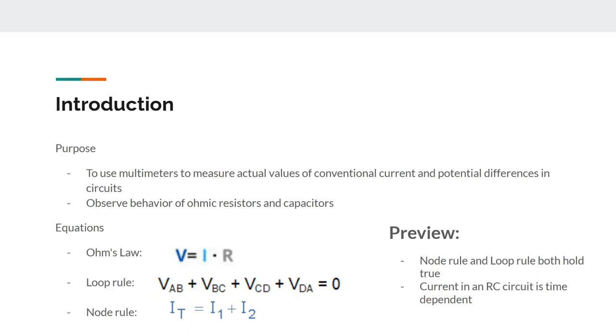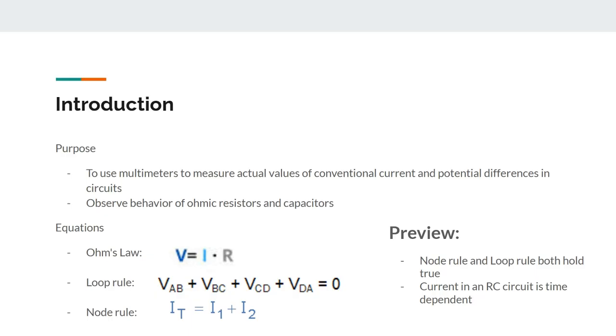Equations used in this lab were Ohm's law, which is V equals I times R, which is volts equals current times resistance. The loop rule, which is you just add up all of the potential differences across the points and it equals 0. And the node rule, which is current 1 plus current 2 equals current total.